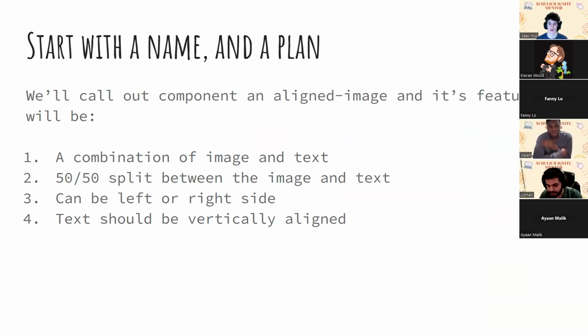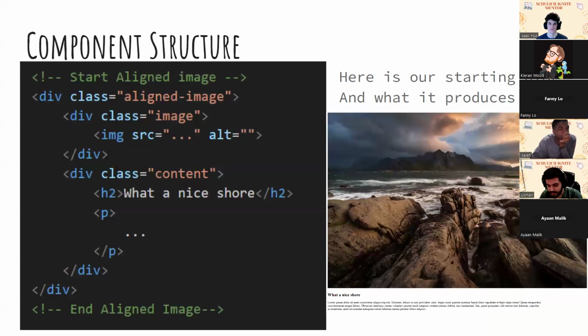Yeah, so start with a name. We call this one align image. And then these are just the things that we want in our component. So we want an image and a text. We want a 50-50 split, and we want it to be able to go left or right side. So we're going to make one of them just to play around with on our website.